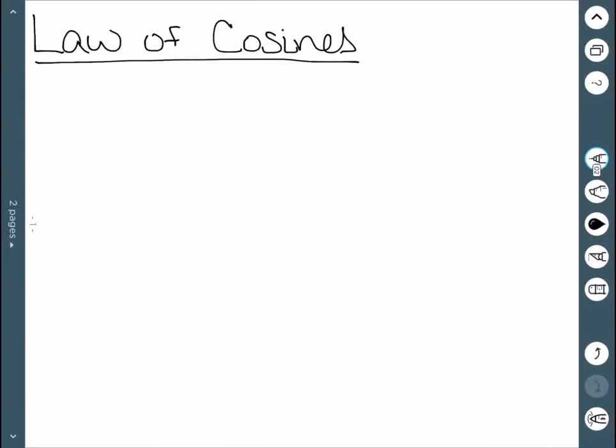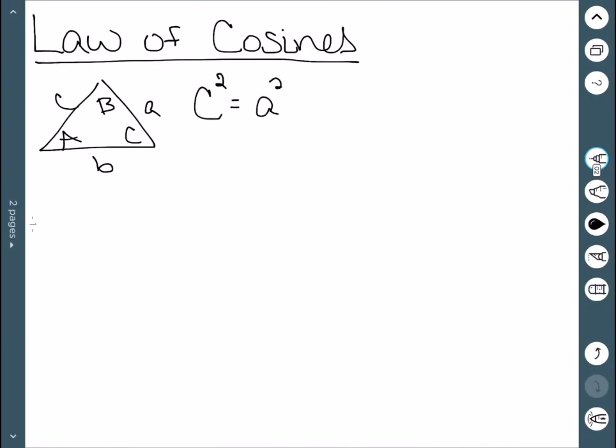We'll now discuss the law of cosines, which can help us solve two different types of triangles. Ideally, we have a triangle with angles A, B, C and opposite sides a, b, c. Our law of cosines says c squared is equal to a squared plus b squared minus 2ab times cosine of c.